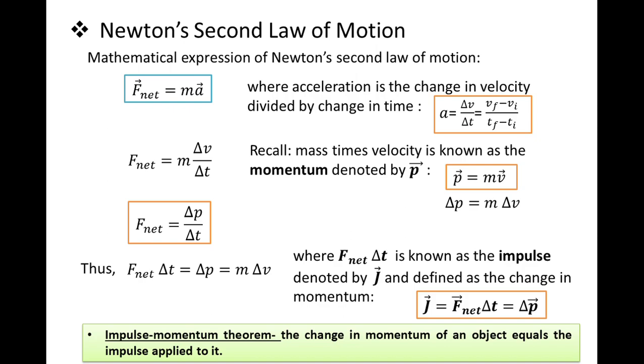If we multiply both sides of this equation by delta t, we will get another important quantity, that is F delta t equals change in momentum. The term on the left-hand side, which is the product of the force and the change in time, is known as the impulse, also defined as the change in momentum. This is known as the impulse-momentum theorem, which states that the change in momentum of an object equals the impulse applied to it.